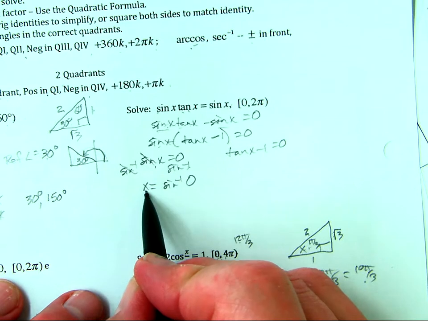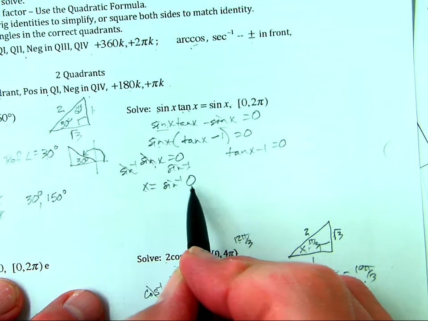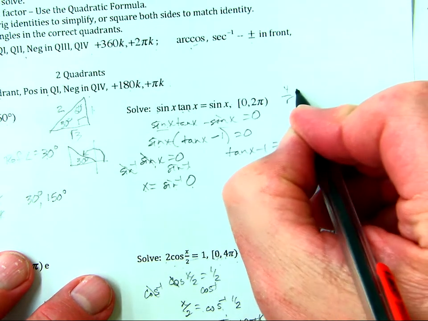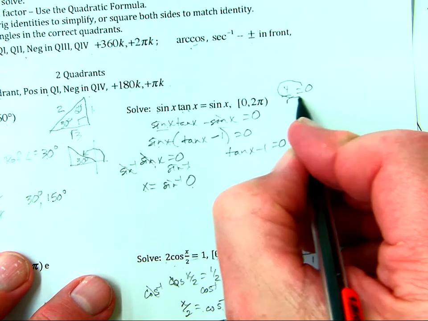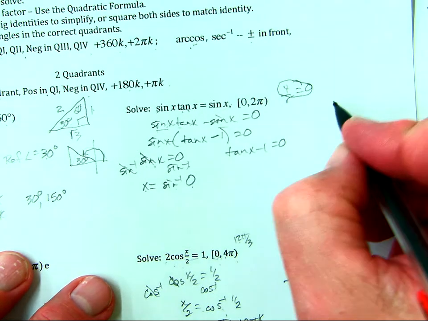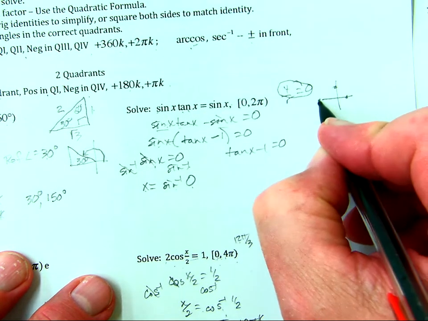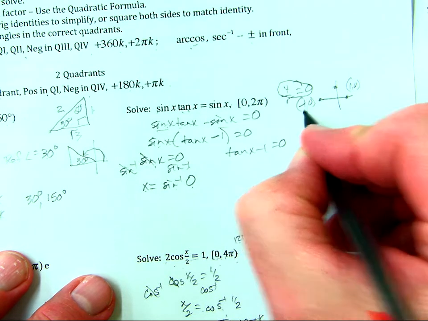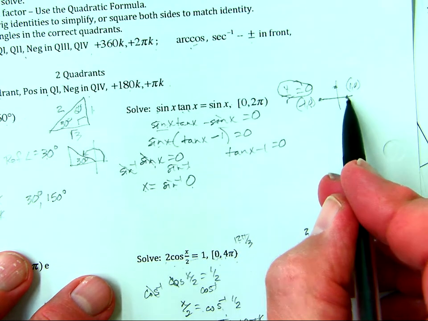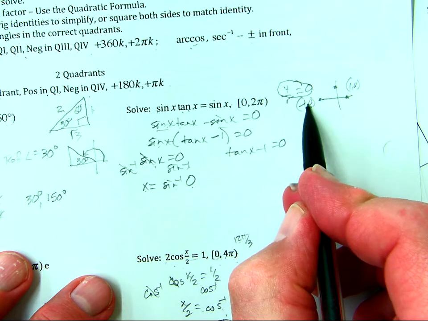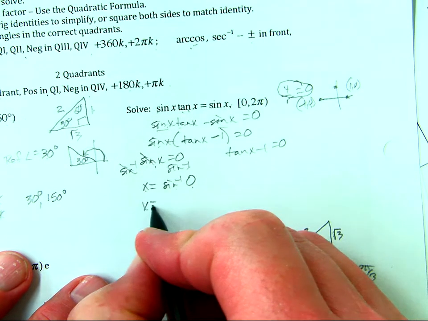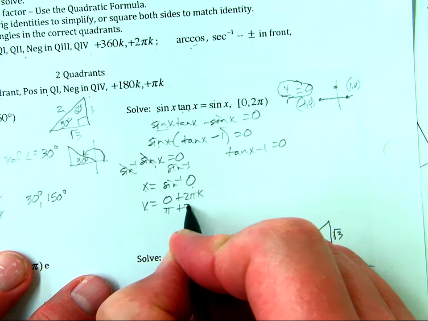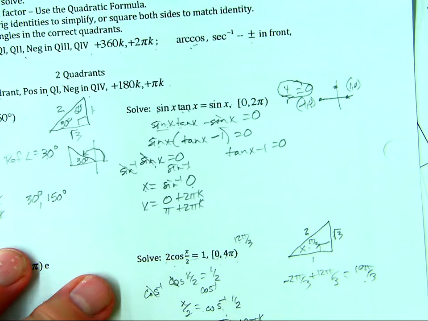Remember, this means what angle has a sine of 0? Remember, sine is y over r. Well, when does y over r equal 0? Doesn't that equal 0 when y equals 0? Well, let's see. If you think of our 4 points, this is the point 1, 0. This is the point negative 1, 0. So doesn't y equal 0 at 0 and at pi? So this one we get 0 plus 2 pi k and pi plus 2 pi k. So we get two answers for that one.